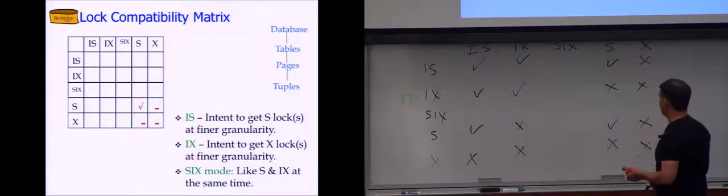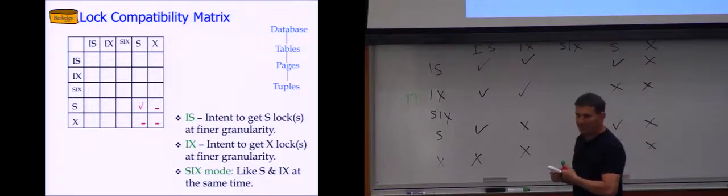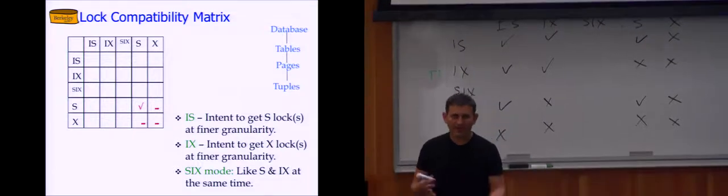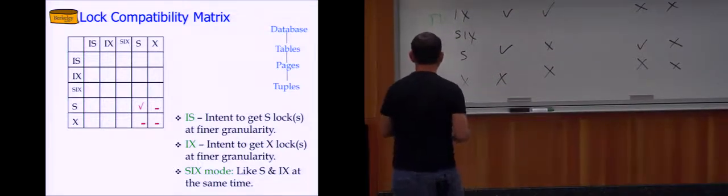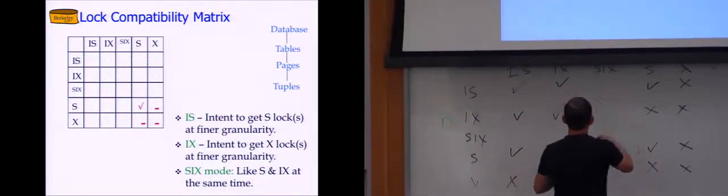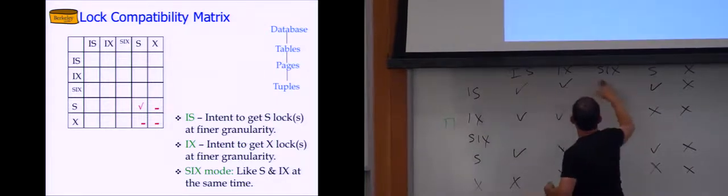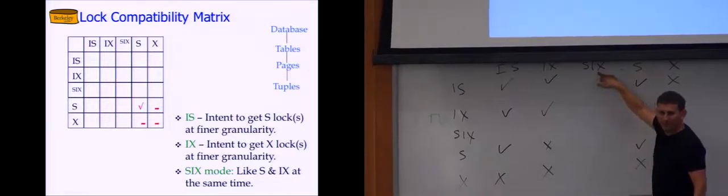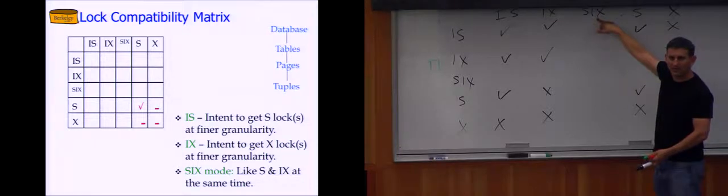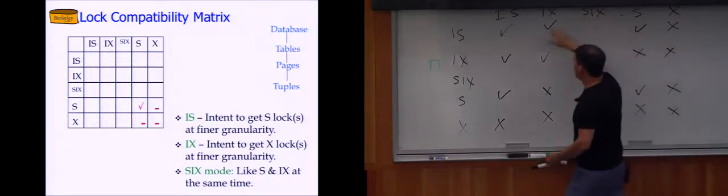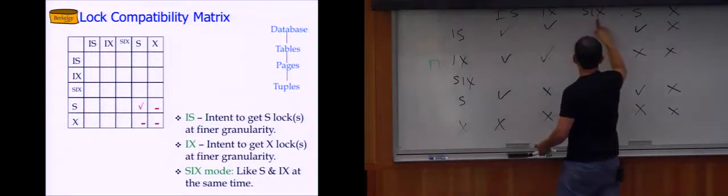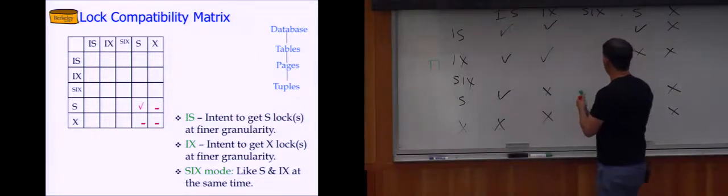Which leaves us with SIX. So SIX is the conjunction of S and IX. All right, so this should be pretty easy to think through. So let's just do it. I want an intent to shared lock. You want a shared lock and an intent for exclusive lock. Is that okay? Yes. Your S and my IS are compatible. Your IX and my IS are compatible. So the whole business is compatible.